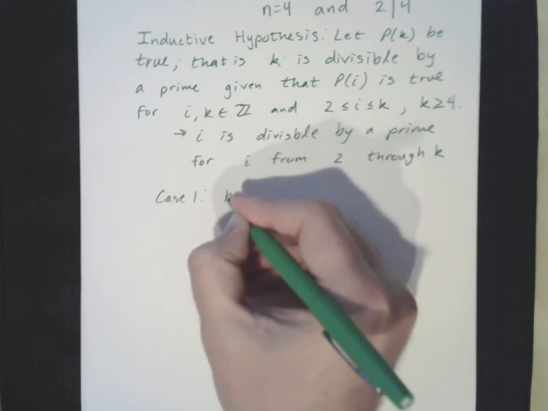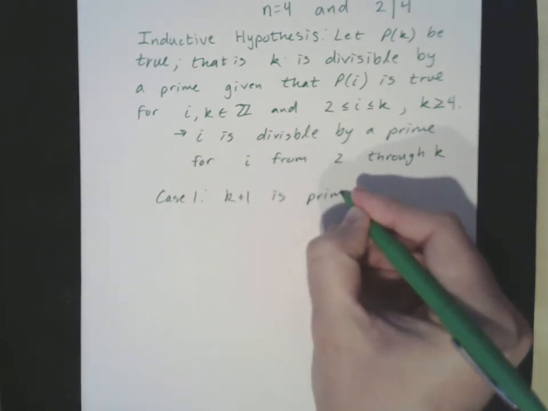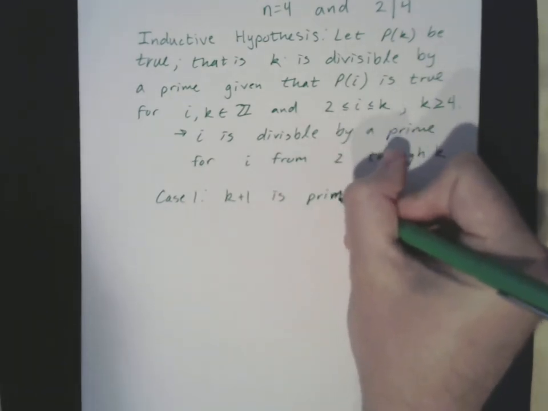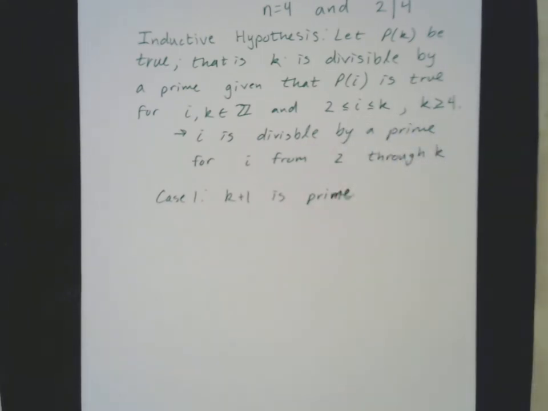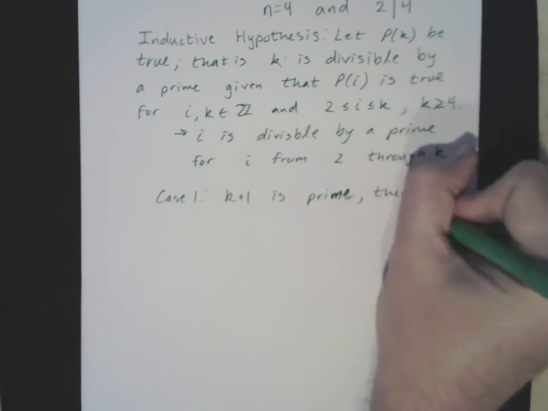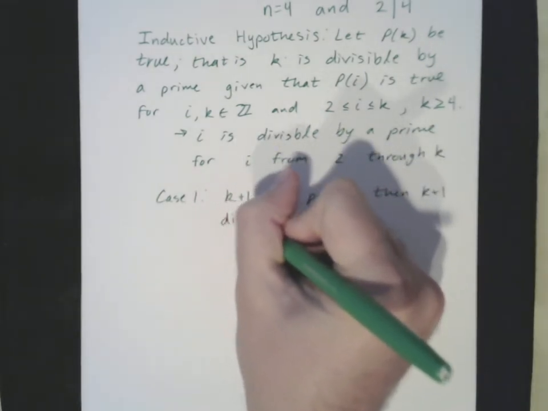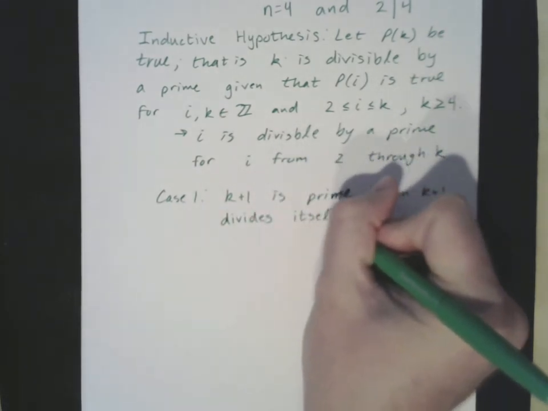Case 1, K plus 1 is prime. So if K starts at 4, if K equals 4, then K plus 1 is 5, and we have this case. So that's prime, but then K plus 1 divides itself. And that case is done.